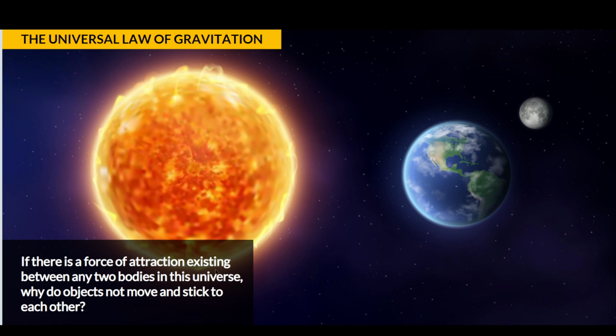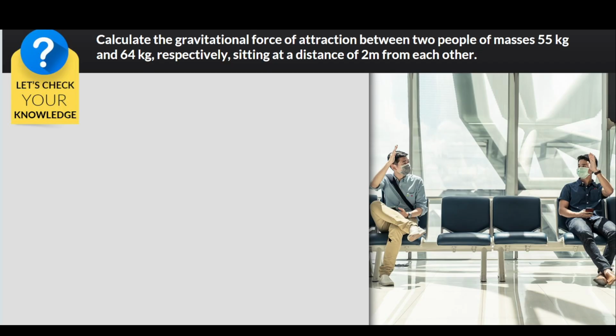So if there is a force of attraction existing between any two bodies in the universe, why do objects not move and stick to each other? Like if there is attraction, they should attract each other so much. If there is a force of attraction between the sun and the earth, why don't they collide? Why don't they stick together, right?